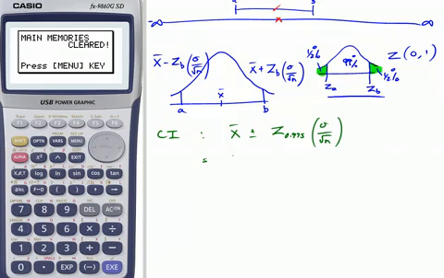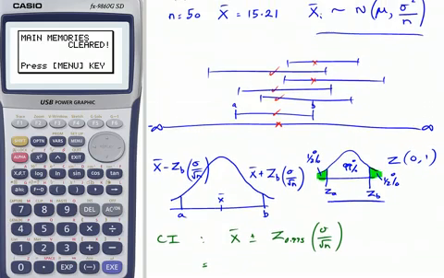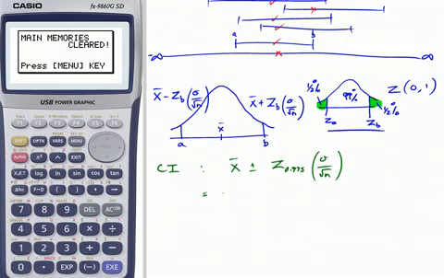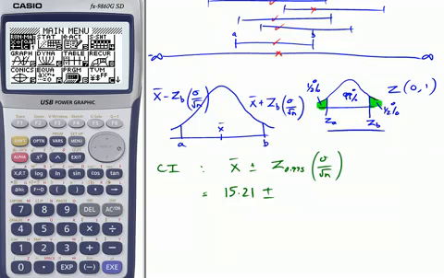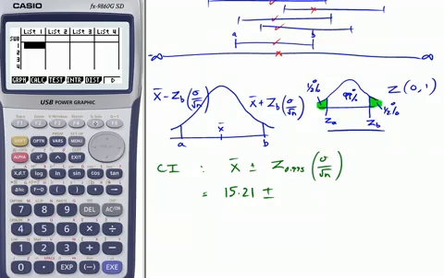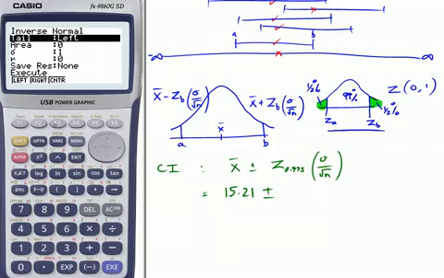And in this case, it's going to be x bar, which doesn't need to be repeated again. It's going to be 15.21 plus or minus the z figure. Now, to calculate that, we need to go to our calculator and use it as tables. In stat mode, press execute, go to distribution for F5, go to normal, F1. It's an inverse probability. We're looking for a z value for a given probability, so it's an inverse probability, F3.